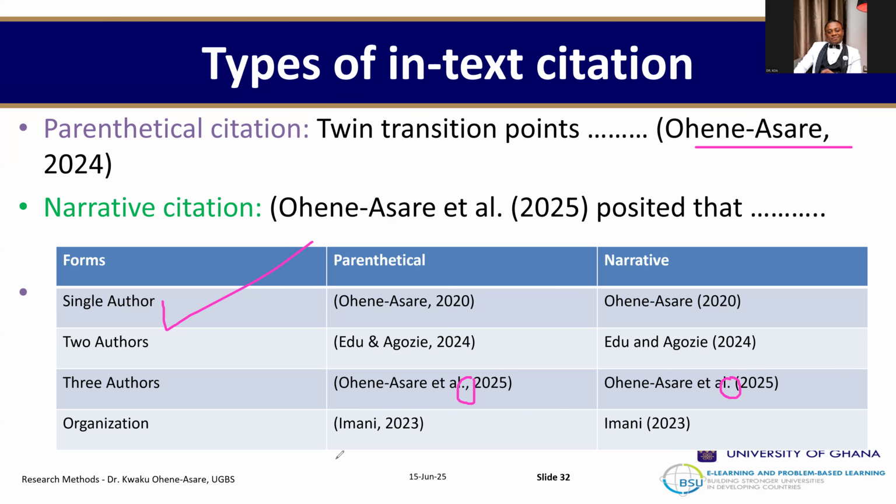The last one, okay, is where you have a company. So you say Imani. You bring a comma after the Imani if you are doing the parenthetical. But if you are narrating, you bring the Imani and put the year in the bracket. You don't bring the comma. No comma here. So learn and master how you do these in-text citations.